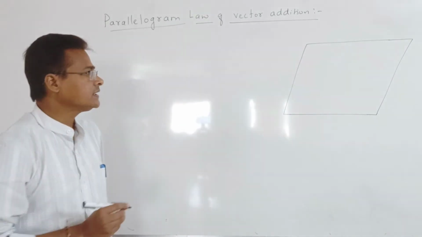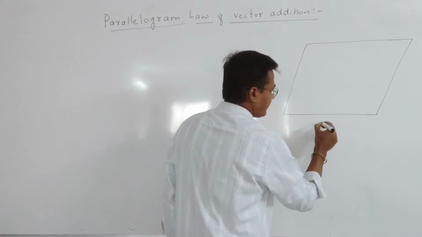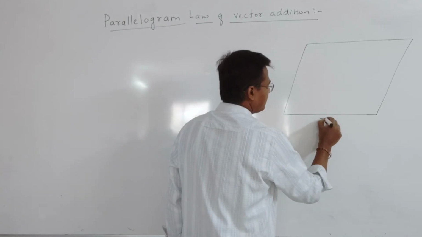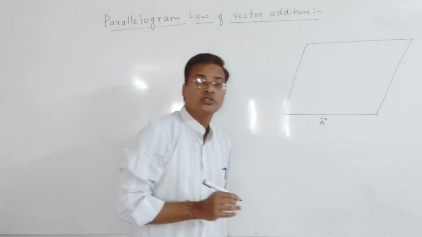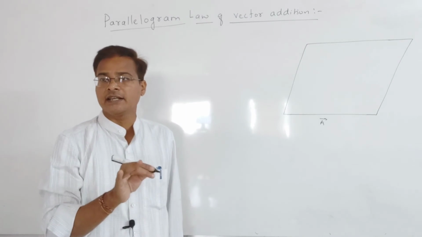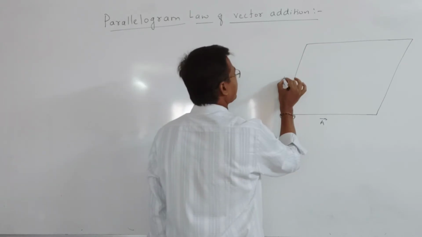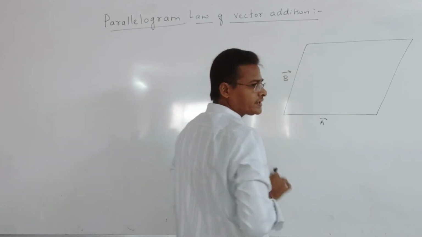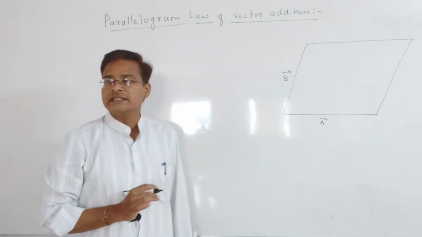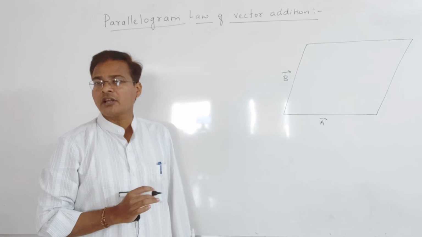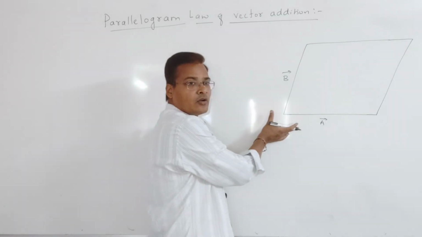If two vectors, A vector and B vector, are represented both in magnitude and direction, so A vector and B vector are the two adjacent sides of the parallelogram.